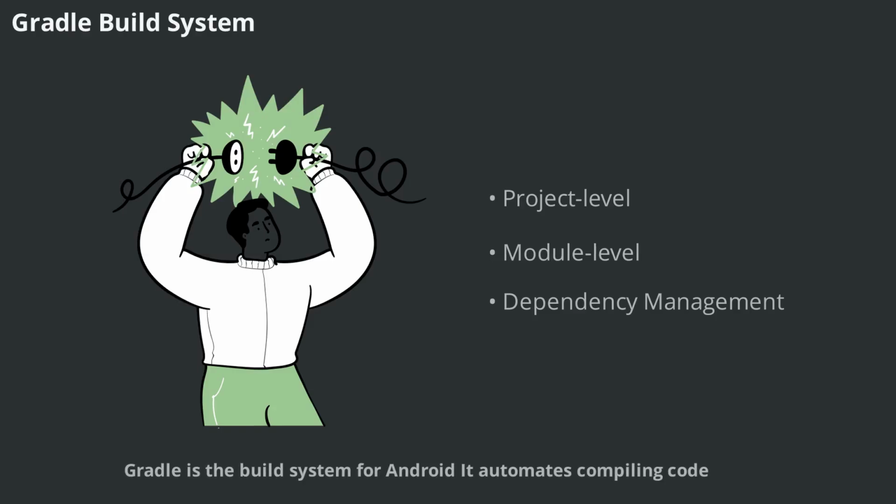Gradle is the build system for Android. It automates compiling code, packaging APKs, and managing dependencies. There are project-level and module-level build.gradle files, each serving different purposes. Interviewers may ask you to explain or troubleshoot Gradle issues.